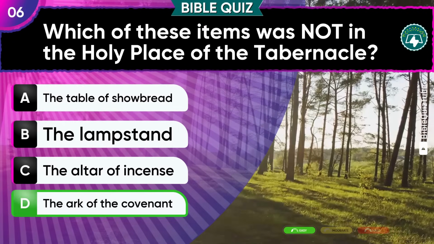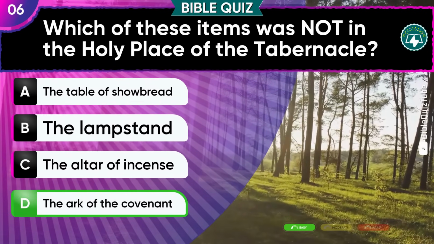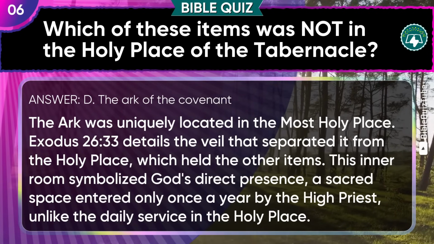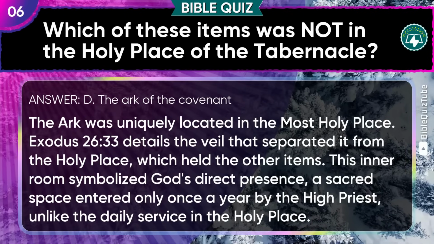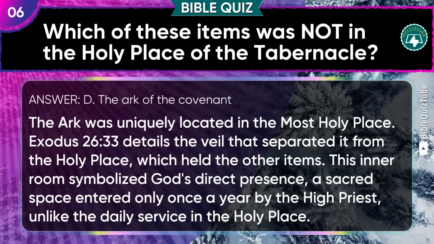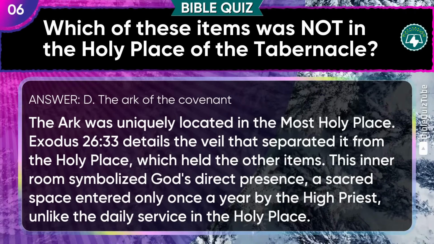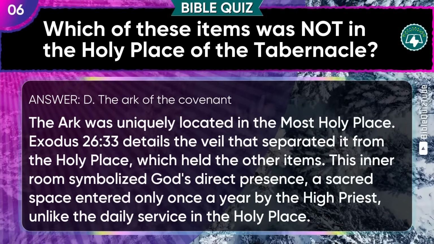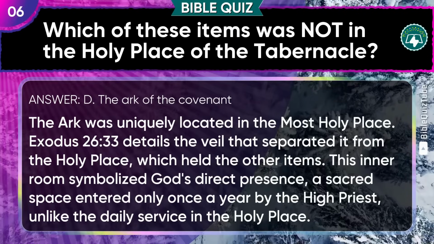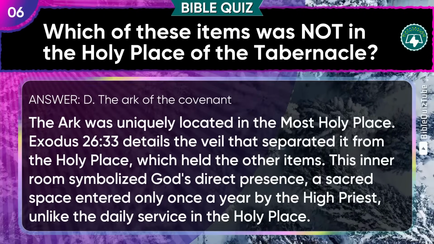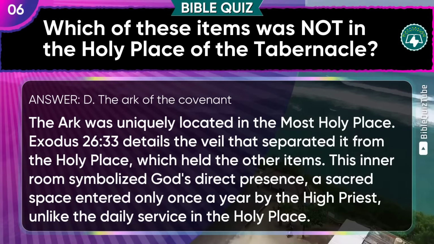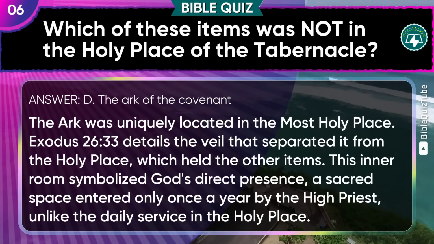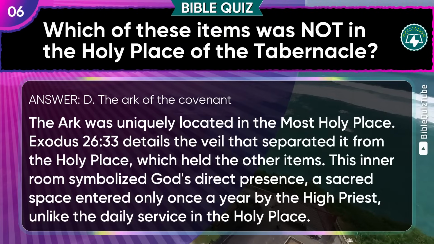The expected answer is D. The Ark of the Covenant. The explanation. The Ark was uniquely located in the most holy place. Exodus chapter 26 verse 33 details the veil that separated it from the holy place, which held the other items. This inner room symbolized God's direct presence, a sacred space entered only once a year by the high priest, unlike the daily service in the holy place.